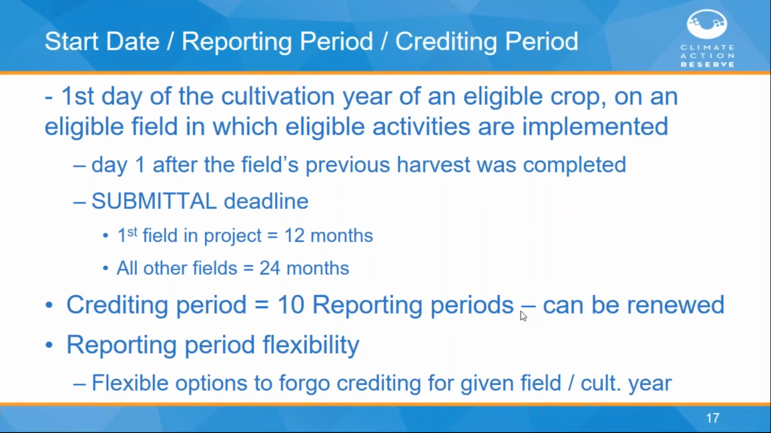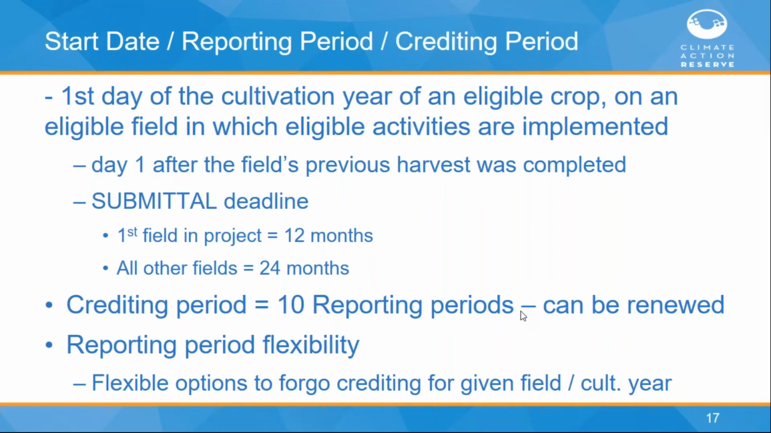All other fields, we've added this flexibility in here as well, where all the other fields that might make up a project can be submitted within a 24-month period, and added so long as they are actually added to the existing project and not creating new projects. The crediting period we've extended from 5 reporting periods to 10 reporting periods, and this can be renewed one time. A reporting period is equivalent to a cultivation year of an eligible crop, so essentially 1 year.